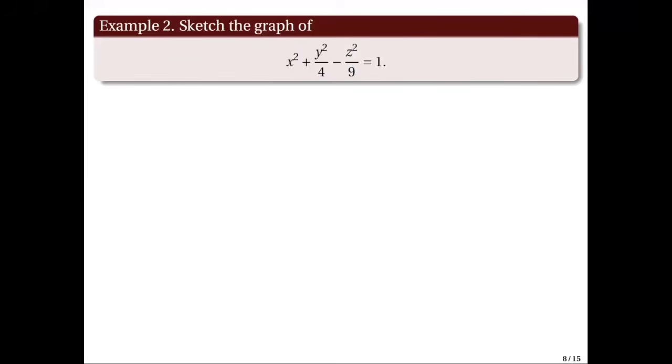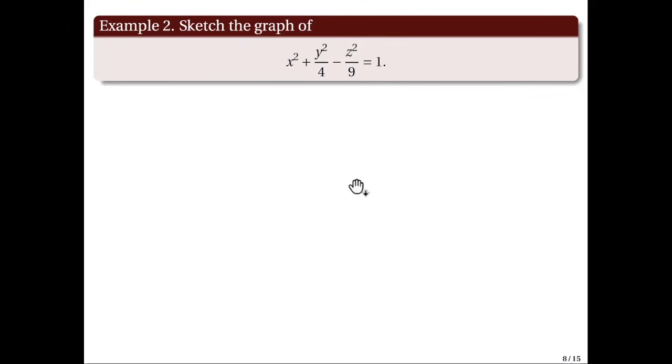Let's consider an example. Consider the equation x squared plus y squared over 4 minus z squared over 9 equal to 1. Here we can see that all variables are of degree 2, with exactly one of them having negative coefficient, and the constant term is 1. Hence, this represents an elliptic hyperboloid of one sheet.